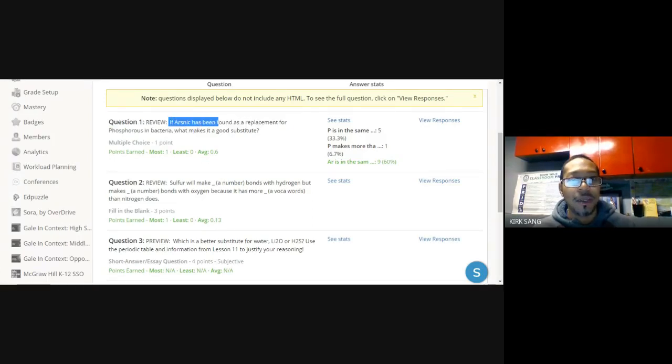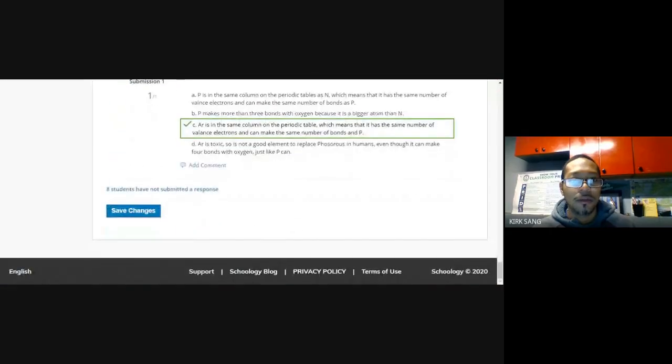If arsenic has been found as a replacement for phosphorus in bacteria, what makes it a good substitute? All right, let's look at the response. Scrolling down to the bottom, here we have our answer. Arsenic is in the same column on the periodic table. All right, so very important to note, please write this down. Arsenic is in the same column. So you need to reference the column as well as the periodic table. Next, which means that it has the same number of valence electrons.